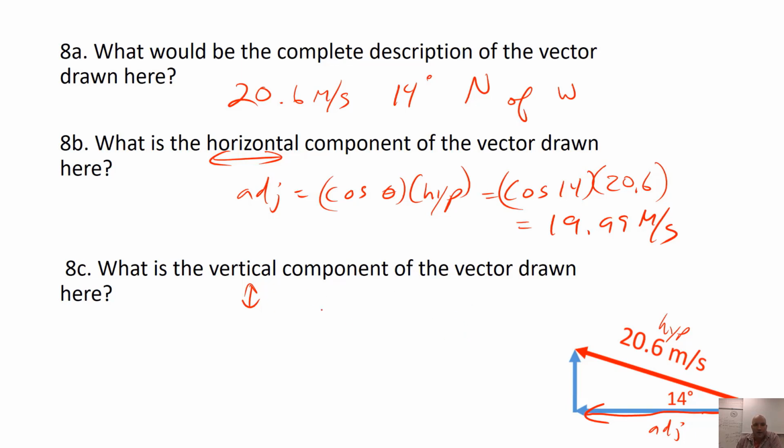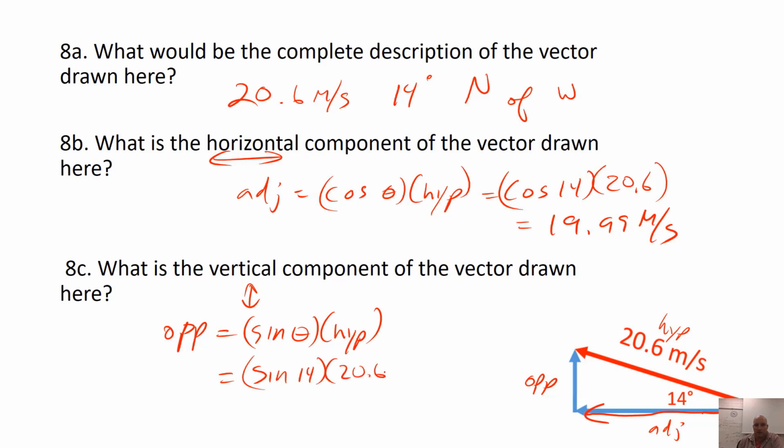Now the vertical is going to be our opposite side. Once again, the triangle opens to the opposite side, and we have opposite and hypotenuse in the opposite equation. Opposite equals sine of the angle times the hypotenuse. And so sine of 14 degrees, and our hypotenuse is 20.6 meters per second. So sine of 14 times 20.6 equals 4.98, and it's going to be meters per second again, because the 20.6 was in meters per second.